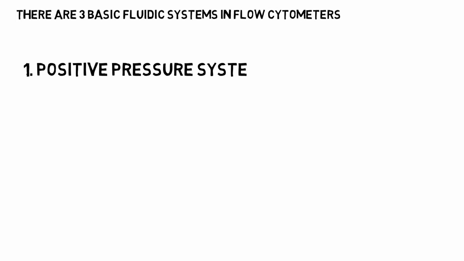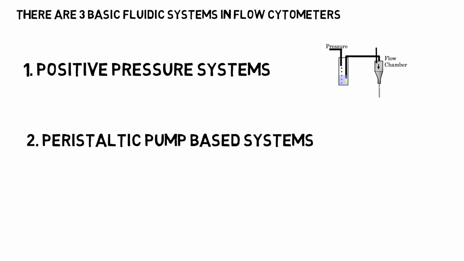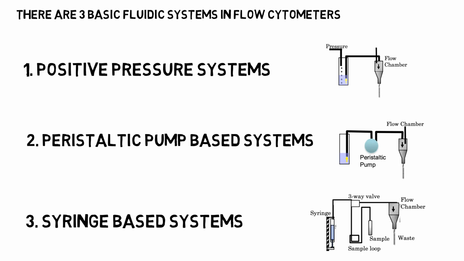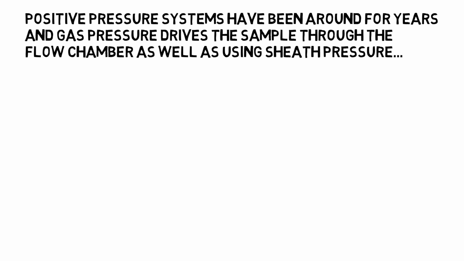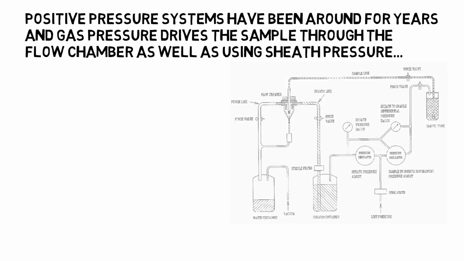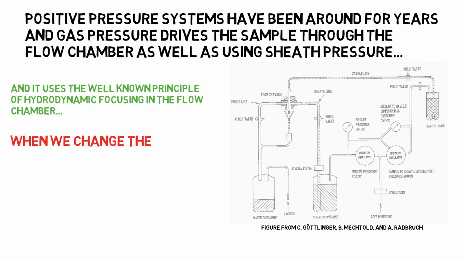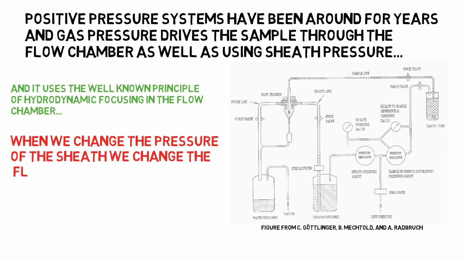There are three basic fluidic systems in flow cytometers: positive pressure systems, peristaltic pump-based systems, and syringe-based systems. Positive pressure systems have been around for years, and gas pressure drives the sample through the flow chamber as well as using sample pressure. It uses the well-known principle of hydrodynamic focusing in the flow chamber. More about that later. When we change the pressure of the sheath, we change the flow rate of the sample.